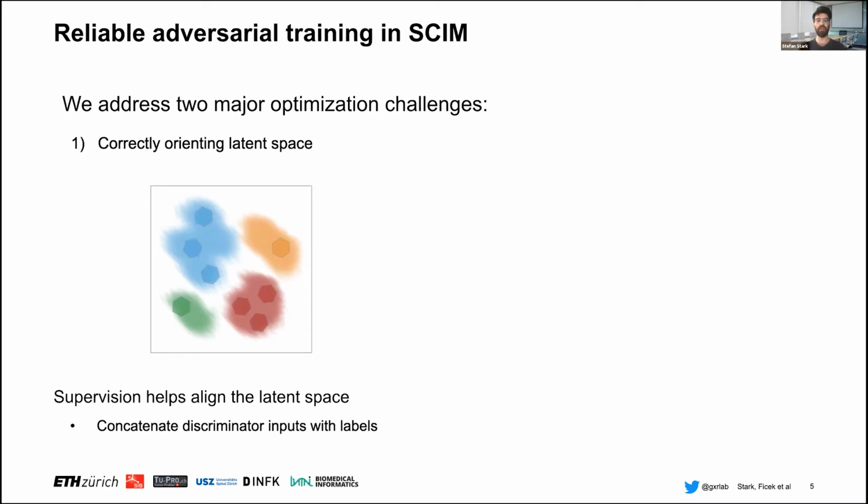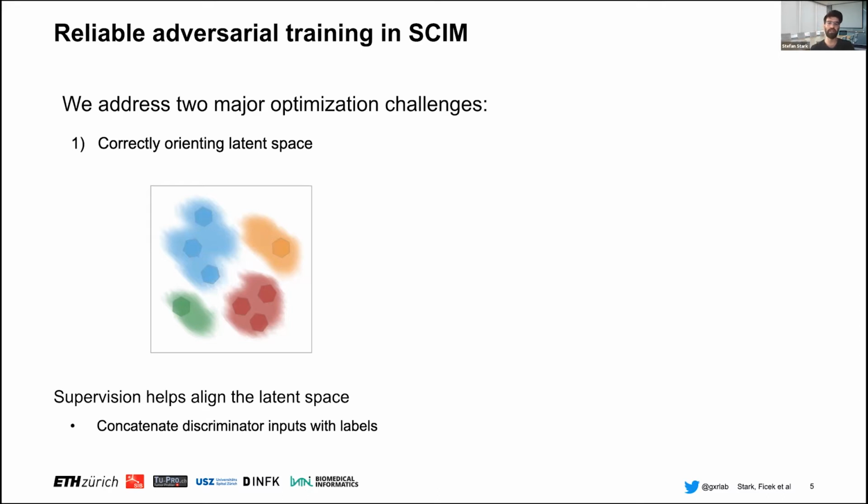To overcome this problem, we break this symmetry and help orient the latent space by providing the discriminator with categorical labels that inform it about the underlying structure. These labels could be cell type, for example, but in general, it's just something that captures some information about what's shared between these two technologies.